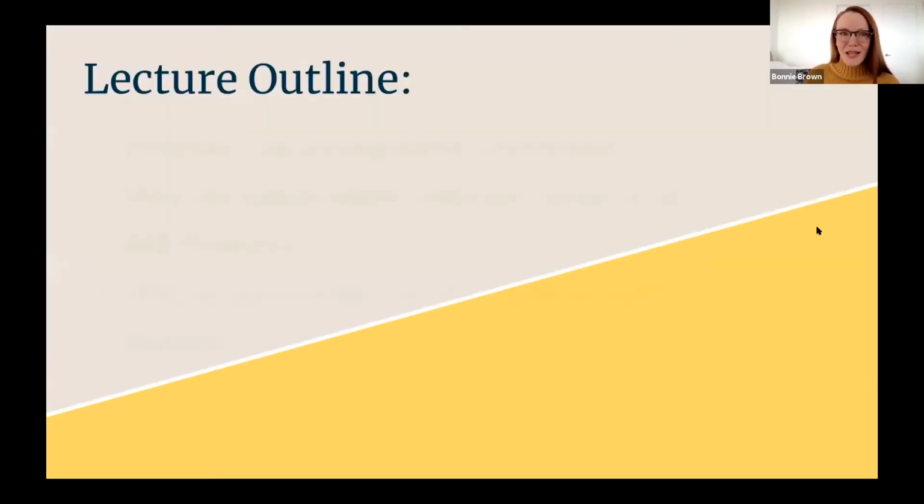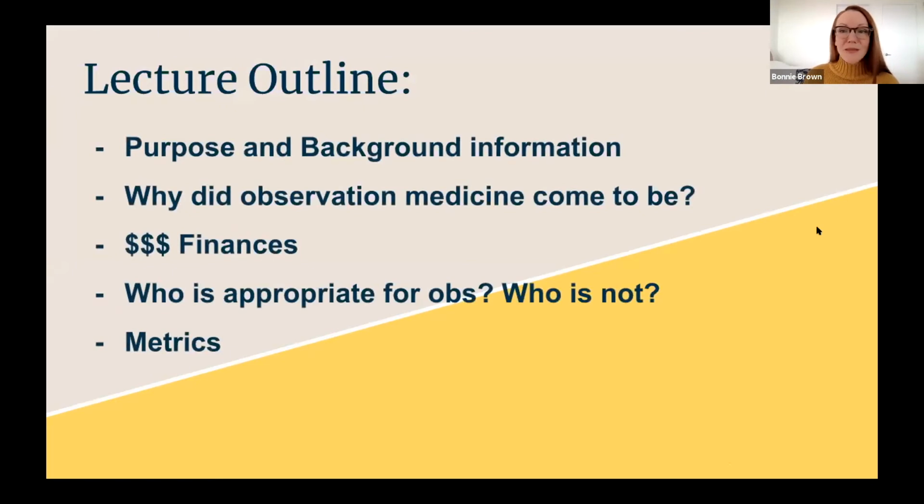So the outline today, we'll first go through the purpose and background information. Why did observation medicine come to be in the first place? A little bit about finances, what patients are appropriate for observation and who is not. And then I'll talk a little bit about the metrics that I use to measure if our observation units are functioning optimally. And I'll tell you a little bit about what my role is as the medical director.